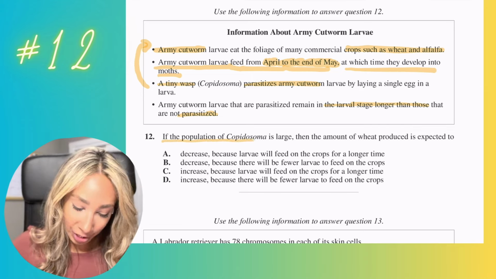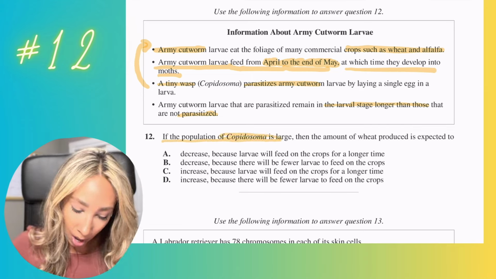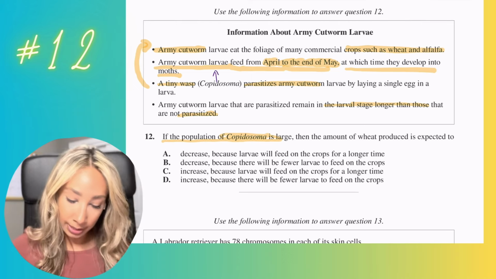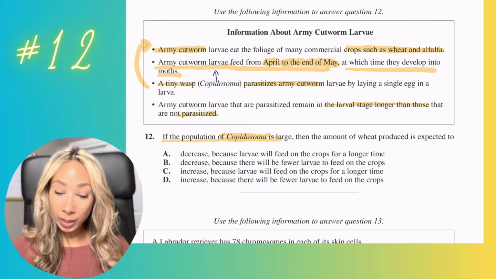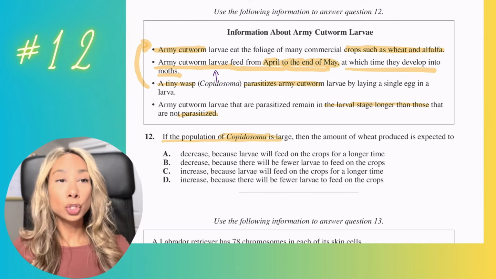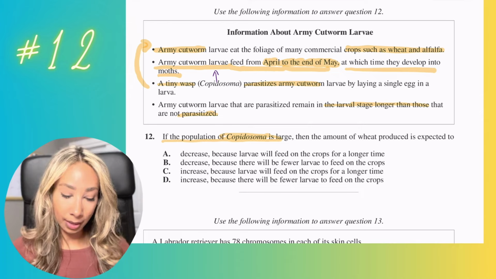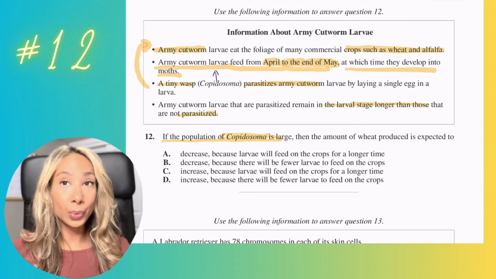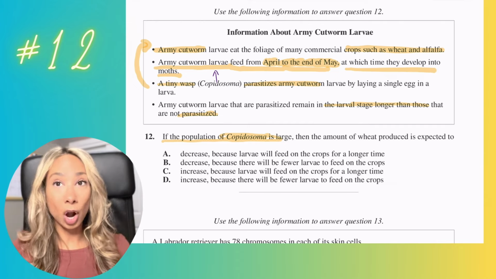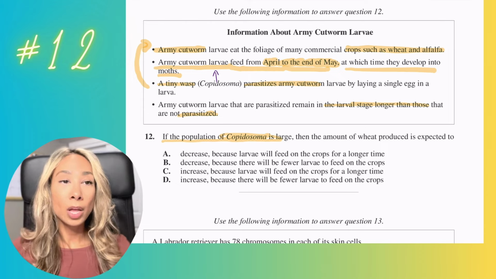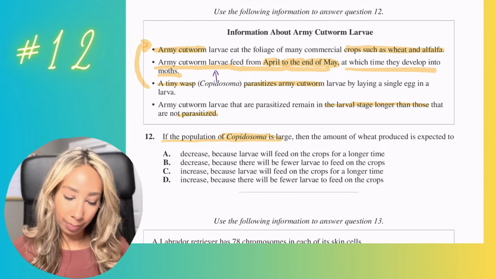If the population of our wasps is large, so basically that means our wasps start to increase, then the amount of wheat produced is expected. Okay, so we have to think of those like chain of events again. So we've increased the wasps. Well, that means our moths are probably not going to develop, but it doesn't mean our larvae are going to stay larvae, right? Our organisms are going to stay like a larvae for much longer. So let's think about what's going to happen here.